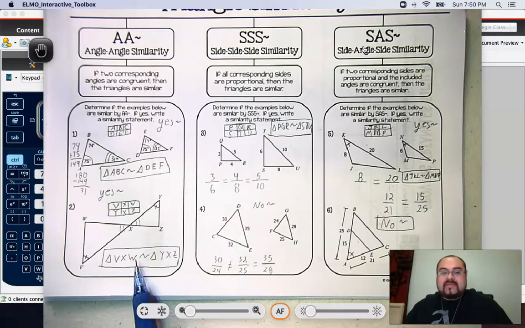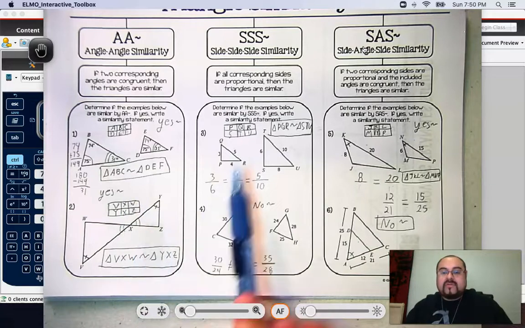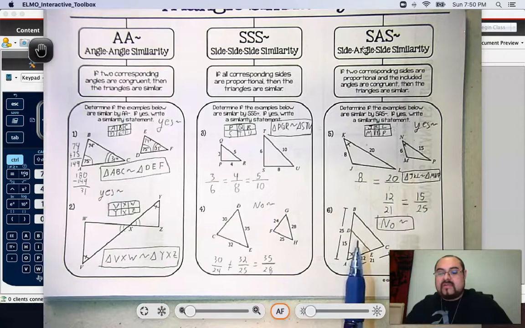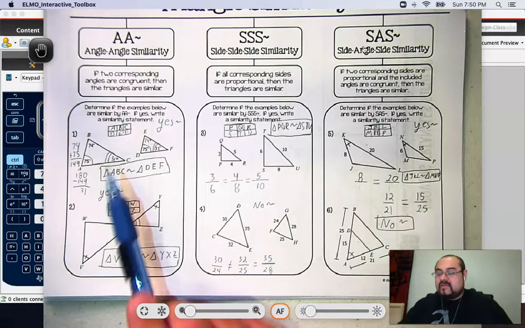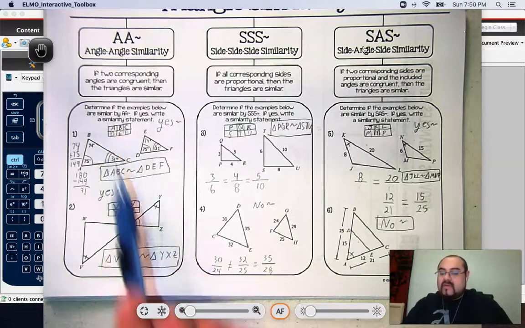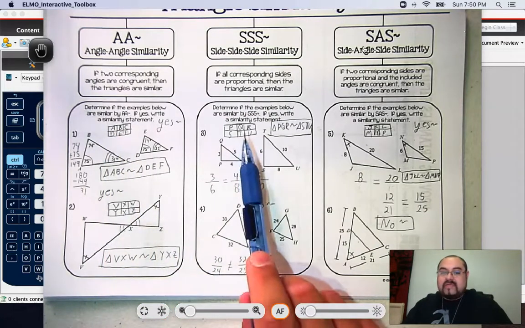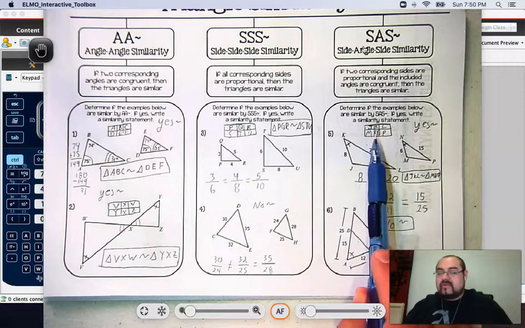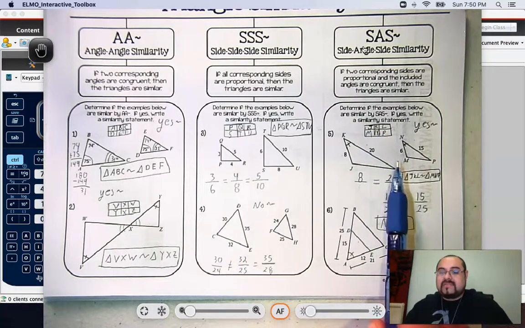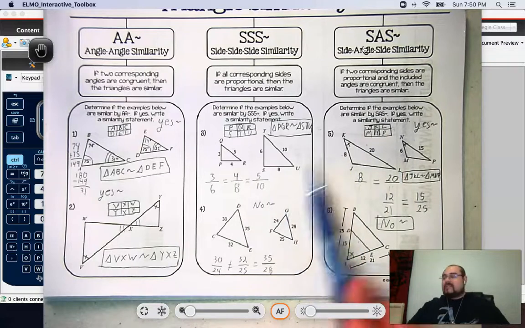Notice here we had 1, 2, 3, 4 of these were similar. These 2 were not. So if they are similar, write this statement. How are you going to write this statement? Use the grid. I promise you, if you use the grid, it's going to help you out. Notice I used the grid 4 times in those 4 problems to get these statements. So try your best.